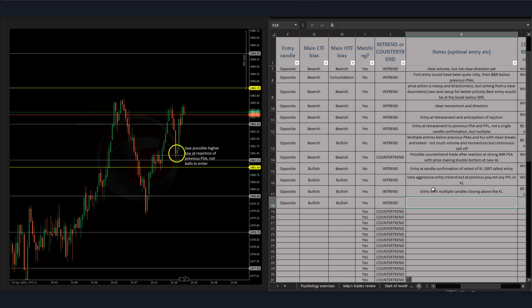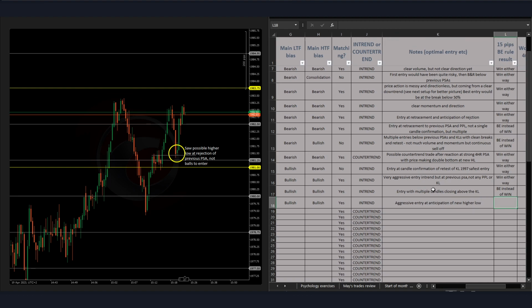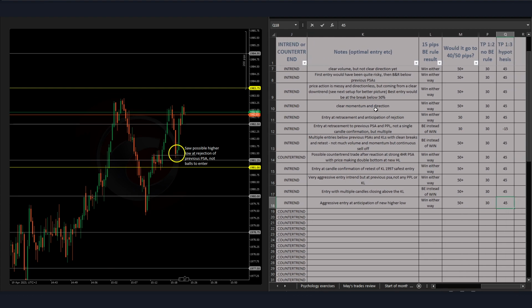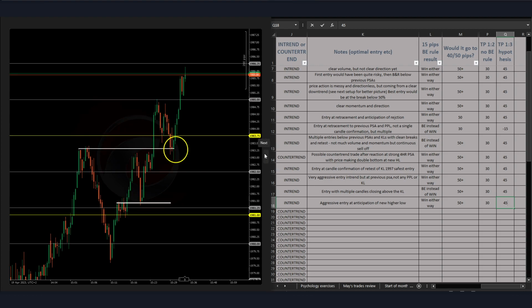So entry, aggressive entry at new higher low, in anticipation of new higher low. This will be a win. This will be probably 50 plus, 30, 45. So the entry will be, see, the same entry. So that's why it will be the same TP.